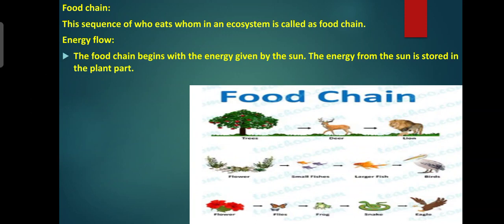Now move on, energy flow. The food chain begins with the energy given by the sun. Sunlight triggers photosynthesis in plants. Photosynthesis means green plants prepare their own food with the help of carbon dioxide, water and the presence of sunlight, chlorophyll. The energy from the sun is stored in the plant parts like root and stem.